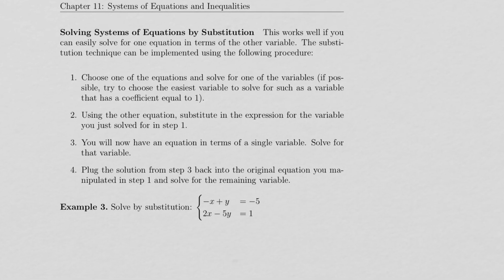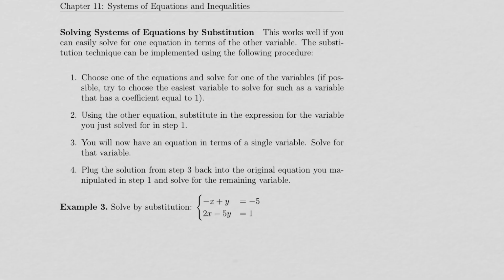Okay, this method actually works best if you can easily solve one equation for one of the variables. However, you can use it regardless. You can use it for any system of two linear equations. So let me just read through the steps here, and then this will make more sense when we actually do examples. So the first step is to choose one of the equations and solve for one of the variables.